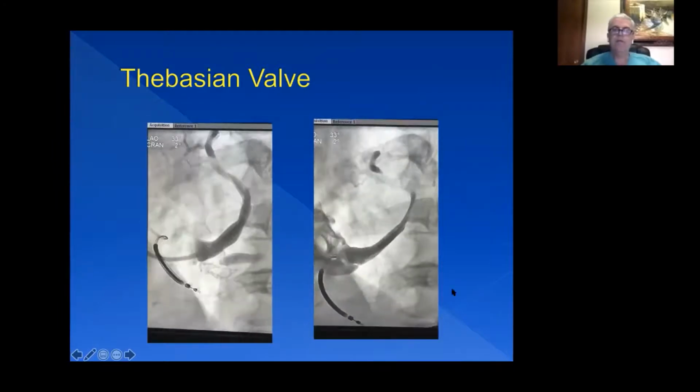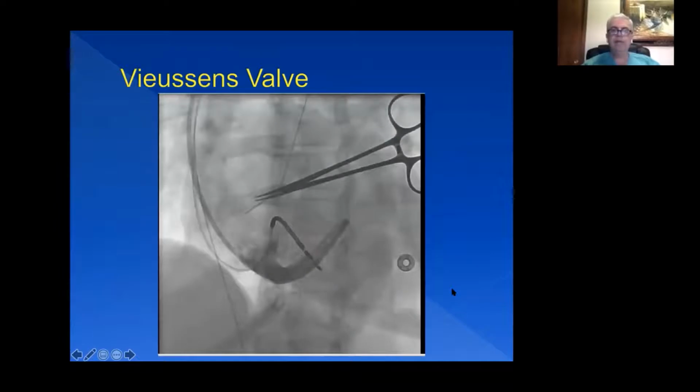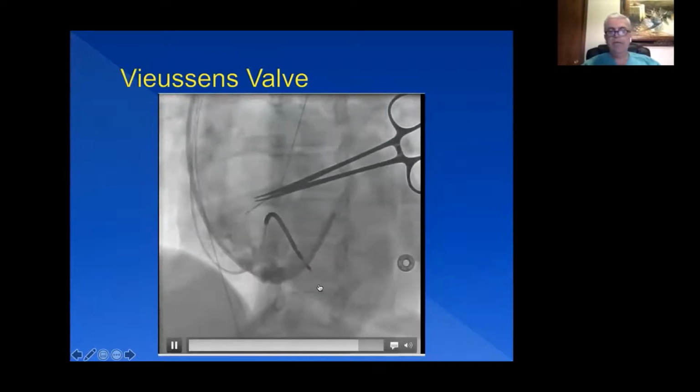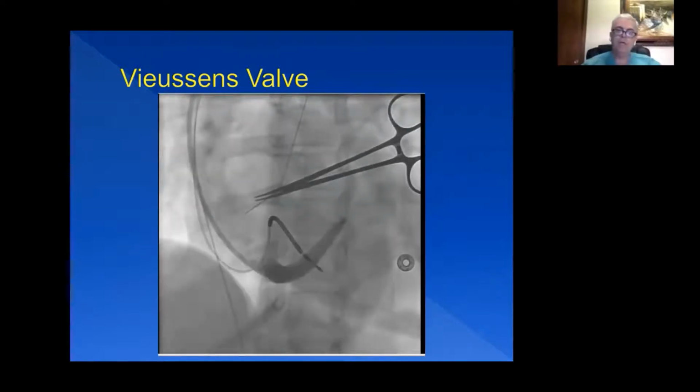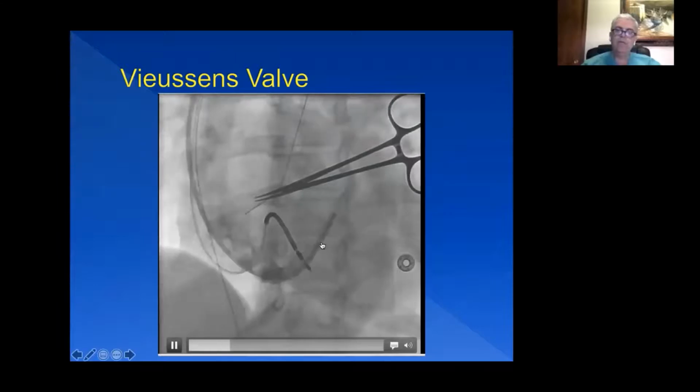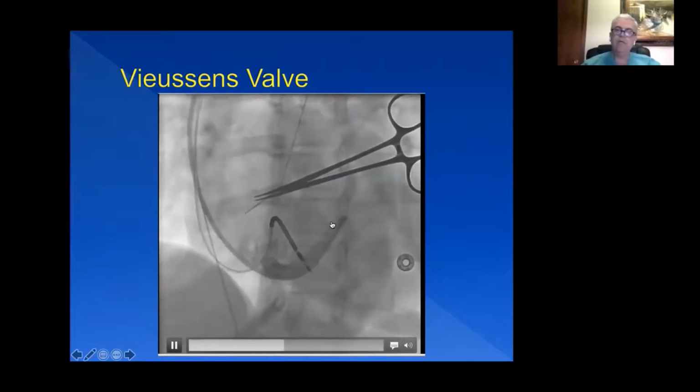Now let's talk about the Vieussens valve. This is actually yesterday's case, biventricular ICD placement. We engaged the coronary sinus, we injected in the LAO projection, and you can see the contrast stops here, and this is actually at the level of the valve, the Vieussens valve, and that could be a problem. You need to be careful and aware of this so we don't push.